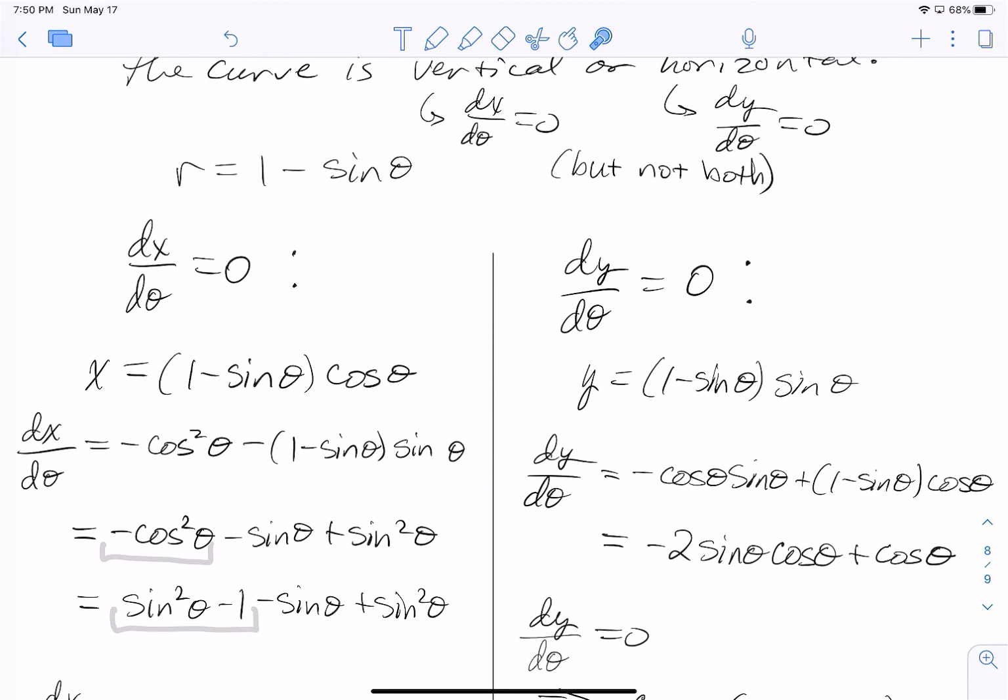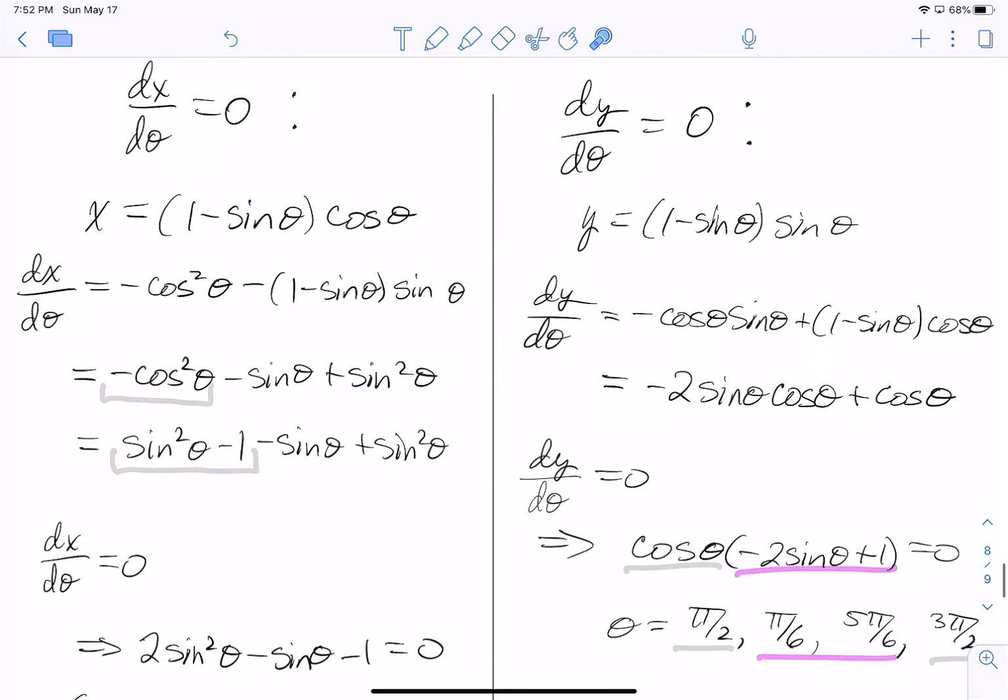I'll pause that for a moment and then move over to dy/dθ. y being r sine theta is going to be the quantity of 1 minus sine theta times the sine of theta. Again, using the product rule is going to give us dy/dθ equals negative cosine theta times the sine of theta plus the quantity of 1 minus the sine of theta times the cosine of theta. Combining like terms, we have two factors of negative sine theta cosine theta, and so dy/dθ then becomes negative 2 sine of theta cosine of theta plus the cosine of theta.